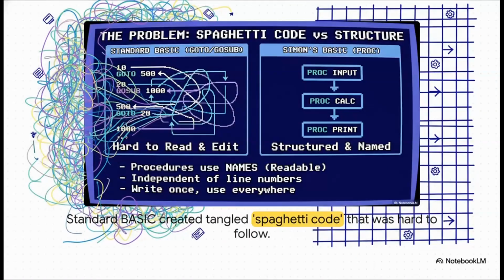First things first, let's talk about the enemy. Every single one of us who started with Standard Basic knows this beast all too well, spaghetti code. You know what I'm talking about, a tangled mess of GOTO and GOSUB statements that just jump all over the program. After a few dozen lines, trying to follow the logic is like trying to untangle a cassette tape with a pencil. It's an absolute nightmare to read and even worse to debug.